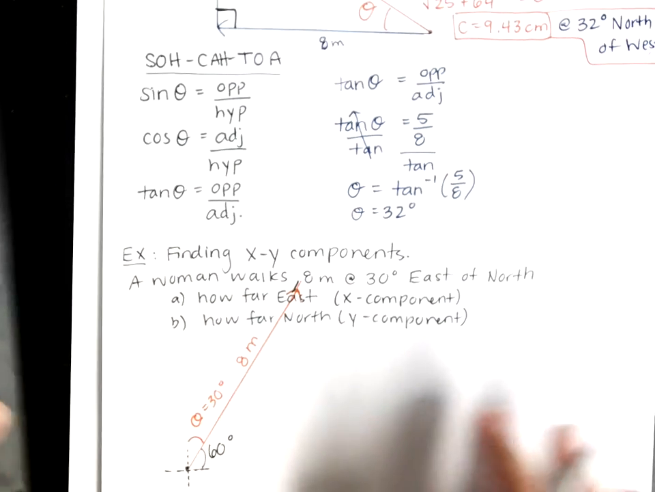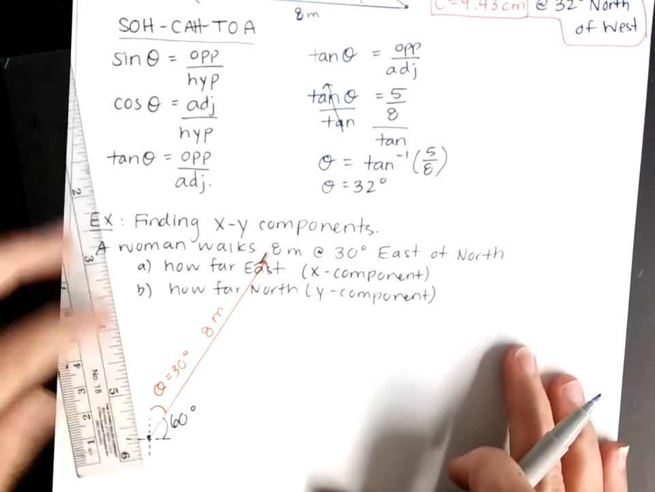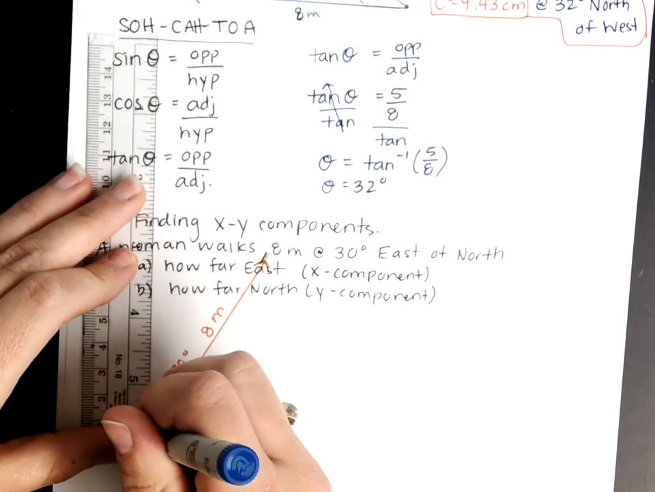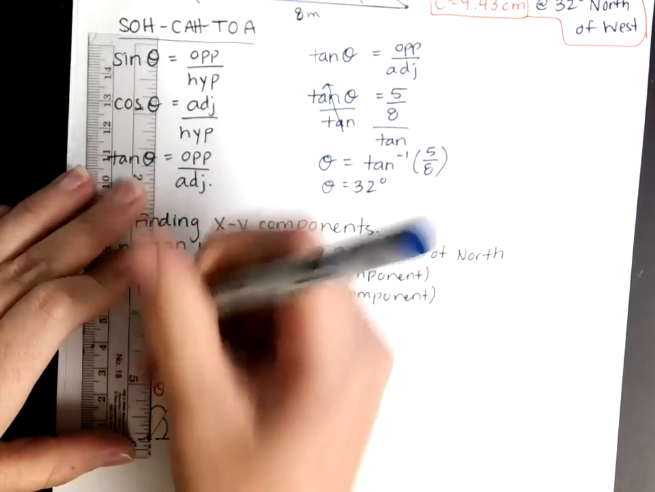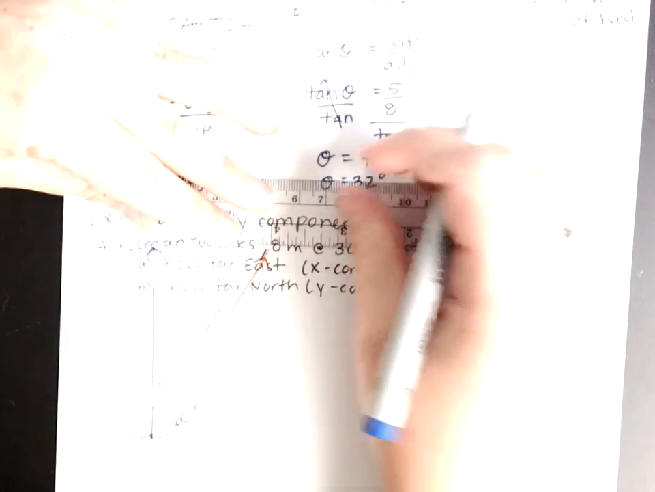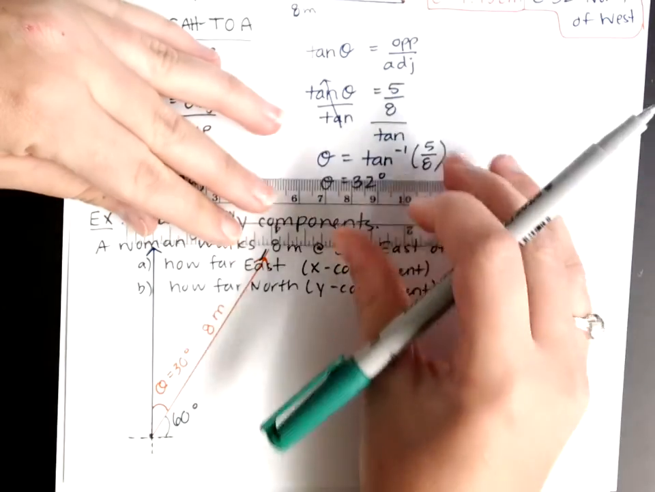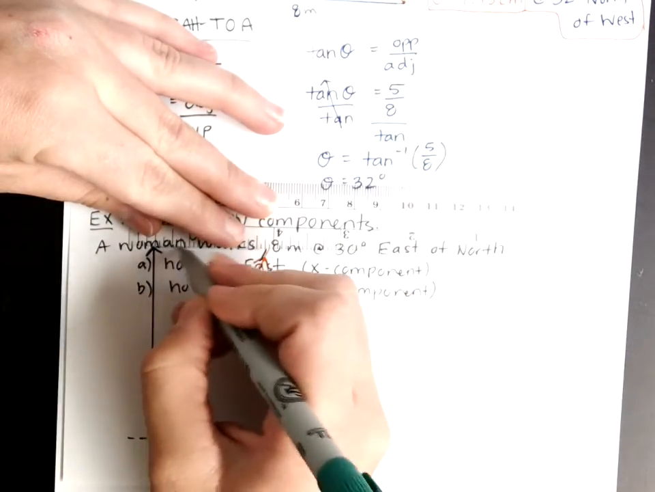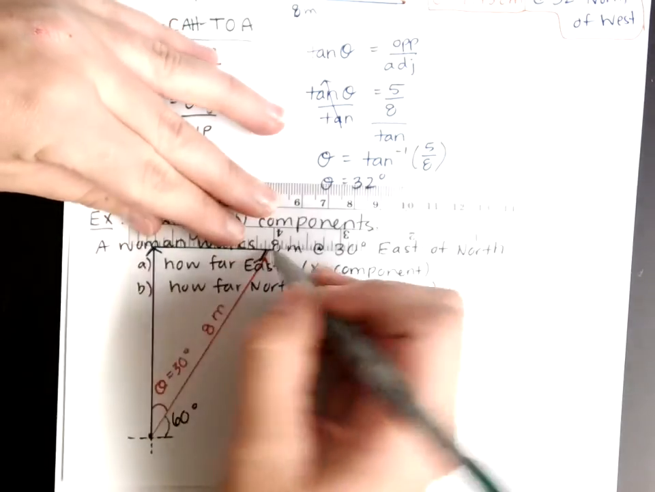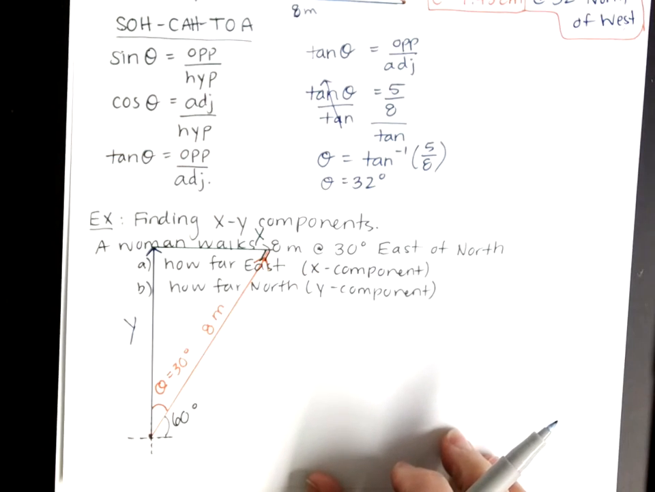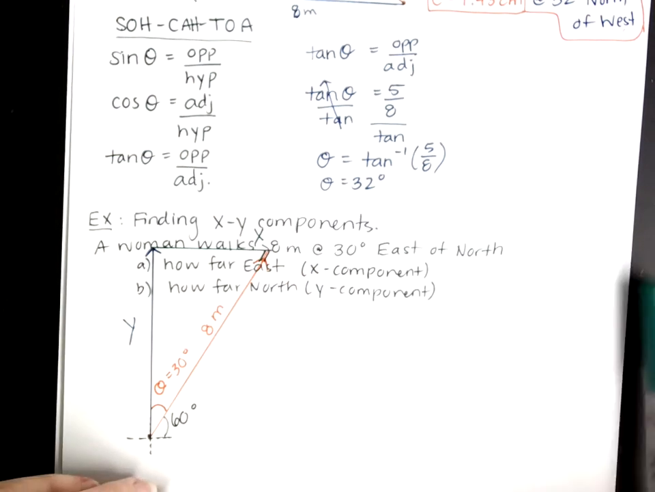So our y component is going to be straight up right here. Sorry that it goes over top of my writing. Hopefully you space yours out a little bit better than I did. Y component and our x component is right here. So x, y. Now we're going to find our x and y component.